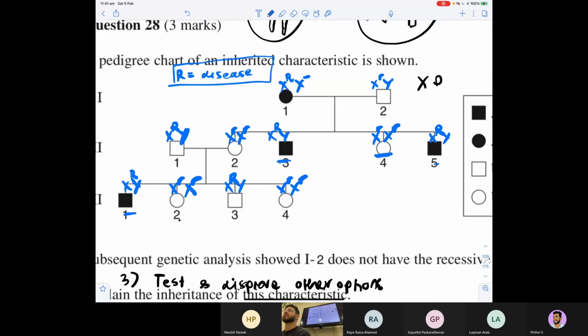Now, where is the issue? Let's have a look at this. Here is one female that has 2 little r's. Really agree? One little r came from the father. Where did the other little r come from? Mother. Next to the mother, I'm going to write a little r.